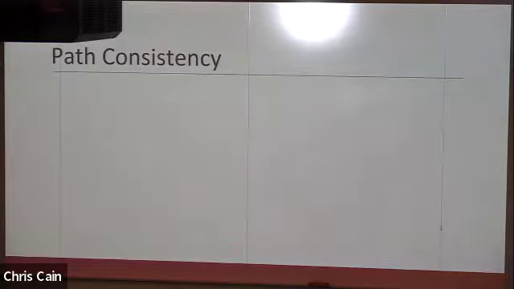But we're going to start talking about path consistency, because here is where arc consistency really starts letting us down, for the constraints that have a middleman or a middle node.